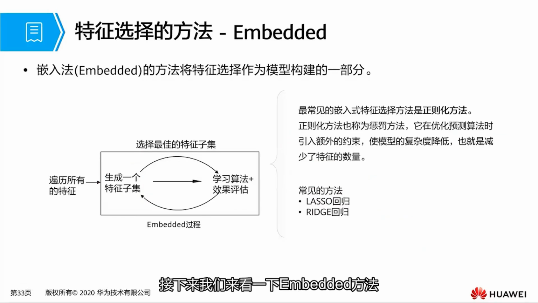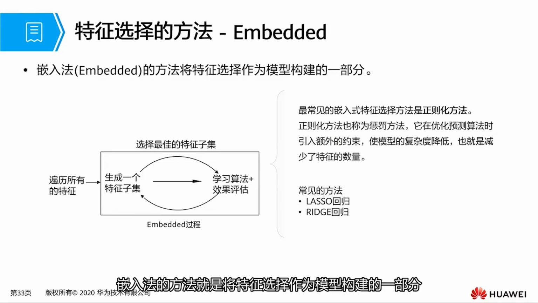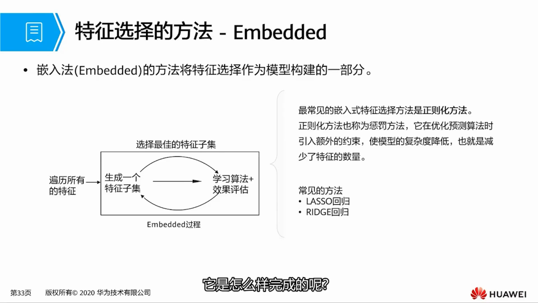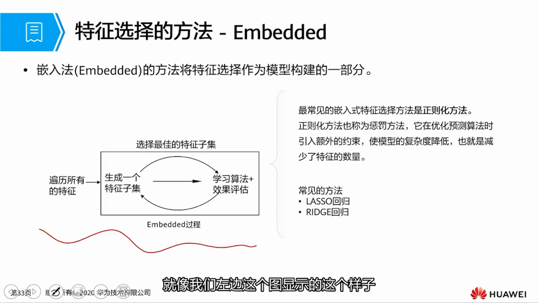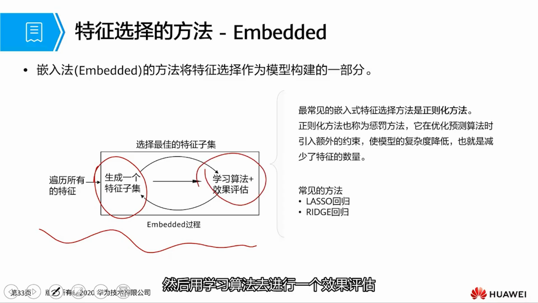All right. Next, let's take a look at the embedded method. The embedded method incorporates feature selection as part of model construction. How is it accomplished? Just like the image displayed on the left side here, it first generates a feature subset, then uses learning algorithms to conduct an effectiveness evaluation. If the performance is not good, generate another subset of features and proceed with another evaluation. In other words, the process of feature selection is embedded into our model construction process.